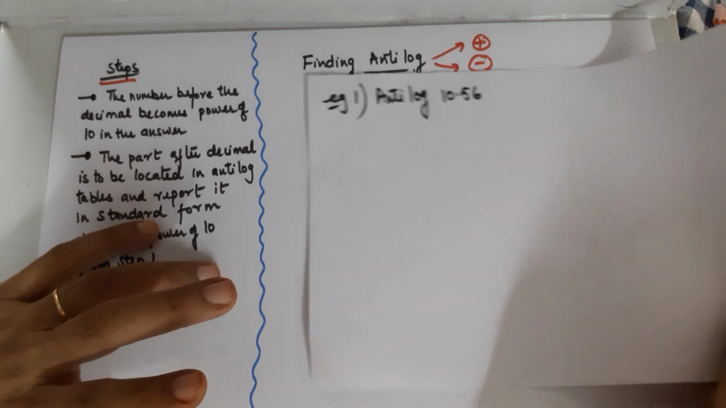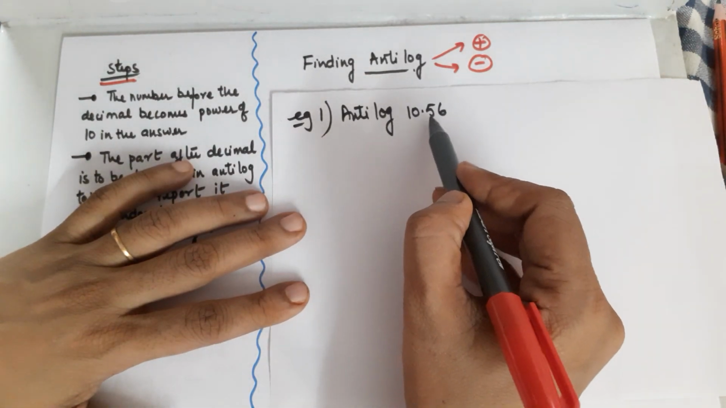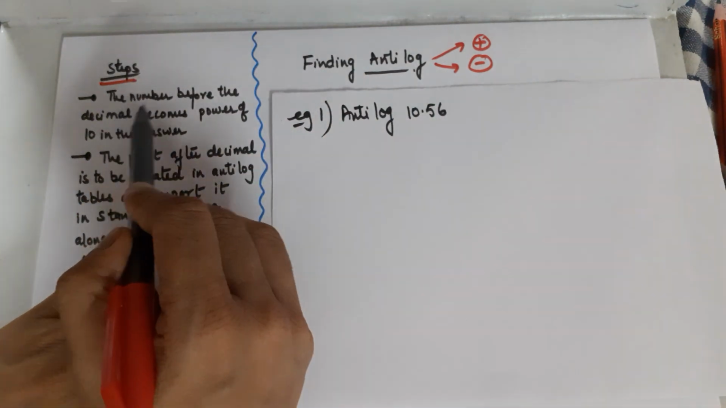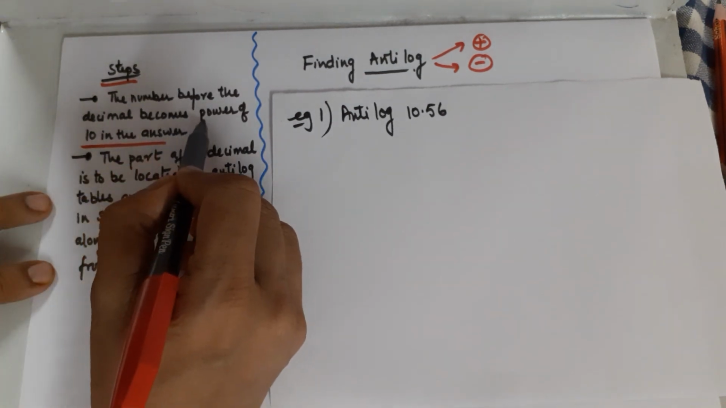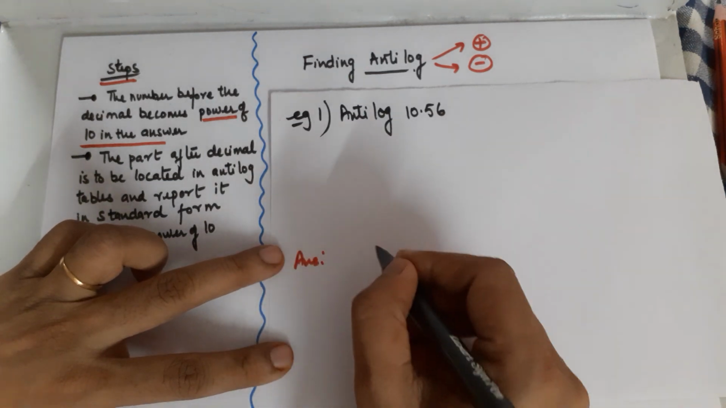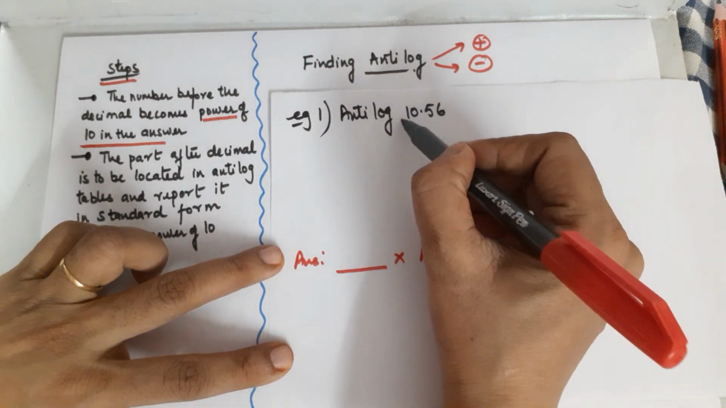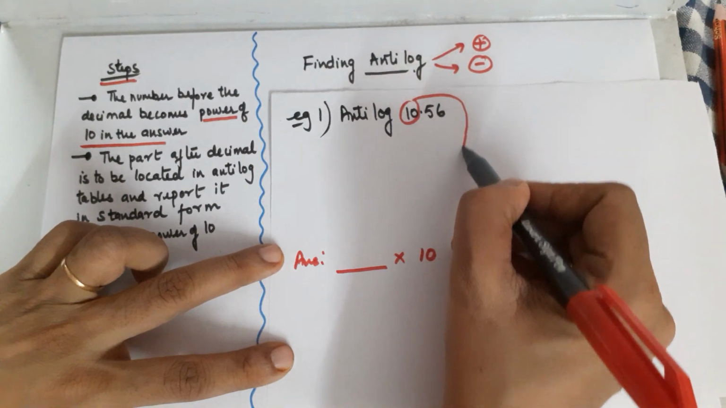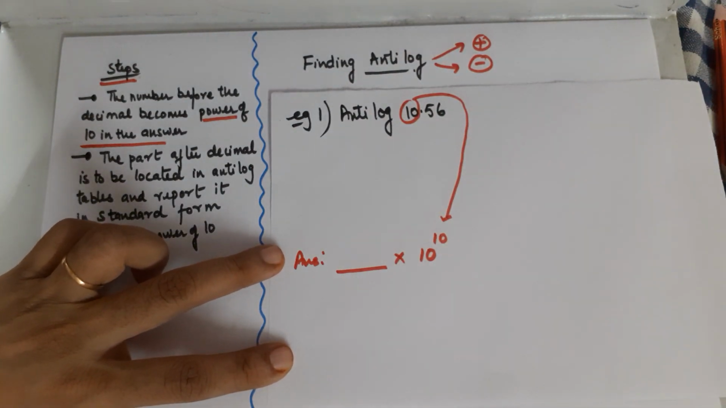Now the first example that I am taking is finding the antilog of 10.56. Let's begin with the class. Step 1. The number before the decimal becomes the power of 10 in your answer, which means you have part of your answer right away. Your answer is something into 10 to the power of the number before the decimal. So your answer is 10 to the power 10, which is the easier part.